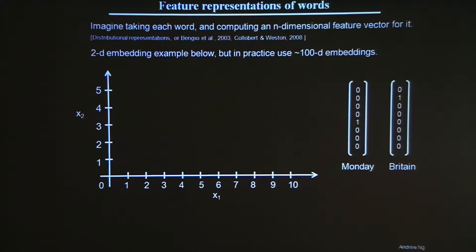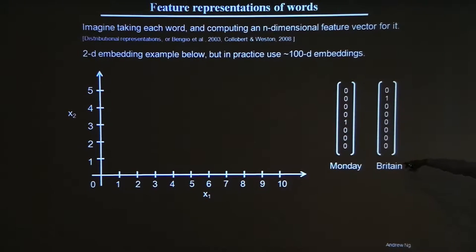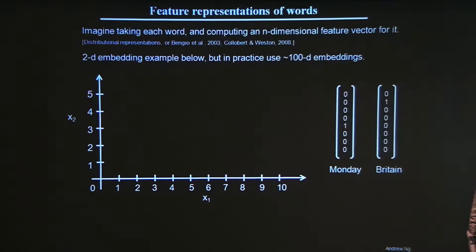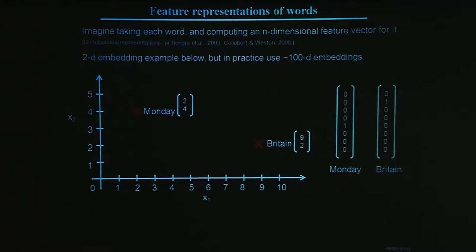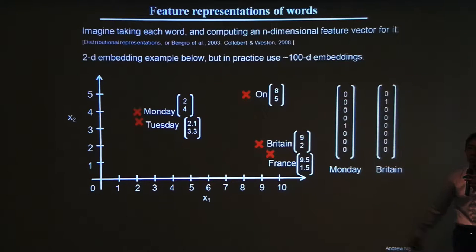Given a couple words like Monday and Britain, traditionally, the brain dead representation would be to represent them using basis feature vectors, right? 0, 0, 0, then 1, and 0, 0, 0. But instead, what various of these algorithms like distributional representation, neural language models, and so on do is learn a low-dimensional embedding of a word. So a word Monday may be associated with a feature vector like 2, 4. And a word like Britain may be associated with a feature vector like 9, 2. And then maybe Tuesday, which is similar to Monday, would have a feature vector similar to Monday, and France would have a feature vector, 9.5, 1.5, that's close to Britain, and the word on may have a different feature vector. So there are standard algorithms to do this at this point.